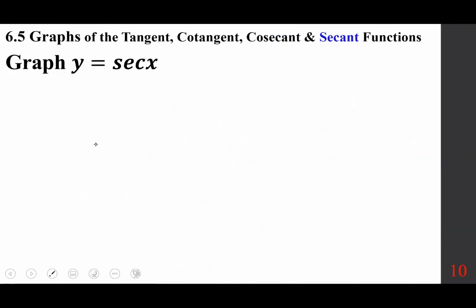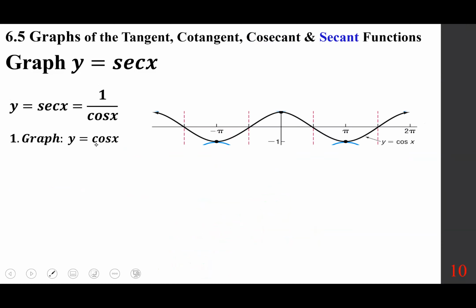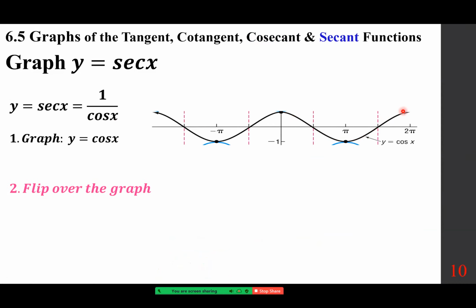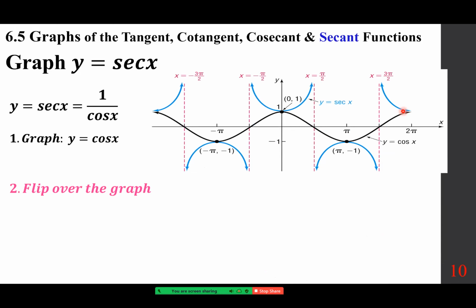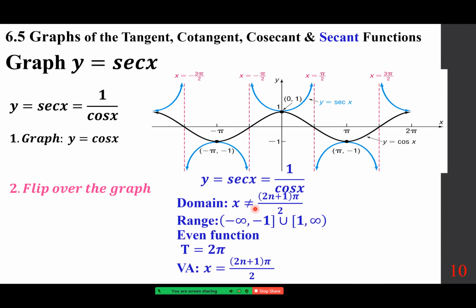Secant, by definition, is 1 over cosine. So just graph cosine, then flip it over. So here's the cosine, and again, here's one complete cycle. And then you continue indefinitely on both sides, flip it over, and it becomes the graph of the secant function, the blue one. Secant is 1 over cosine x, therefore the domain is what makes the denominator not 0.